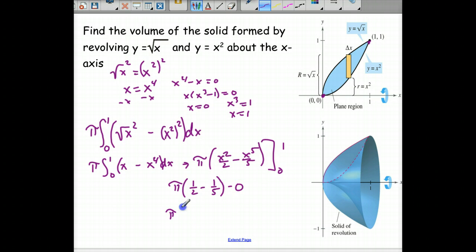Getting a common denominator, we've got a 10 would be good, so 5/10 minus 2/10. 3/10 times pi.